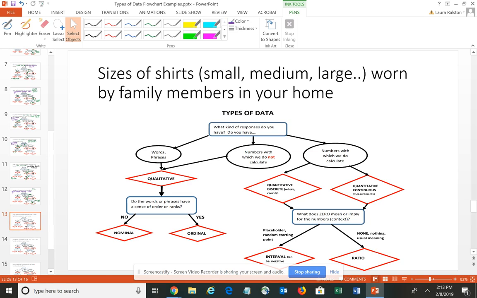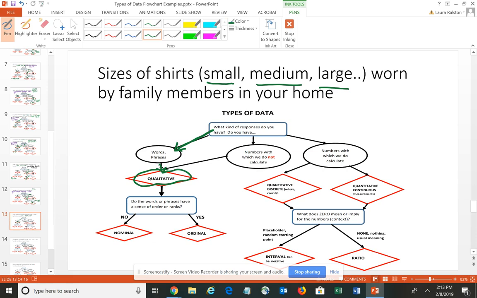Sizes of shirts: small, medium, large, and so forth, worn by family members in your home. If I walked up to you and said, what size shirt does your husband wear? What size shirt does your child wear? You're going to give me something like small, medium, large, extra large, whatever. So you're giving me words or phrases. And if I have words or phrases, then my data is definitely qualitative.